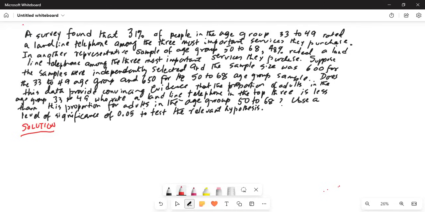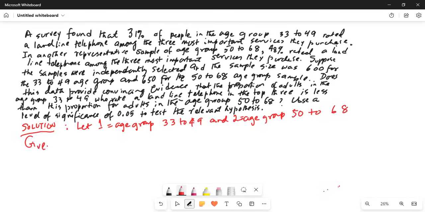Let 1 equal to age group 33 to 49 and 2 is age group 50 to 68.